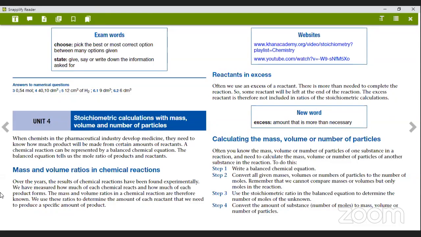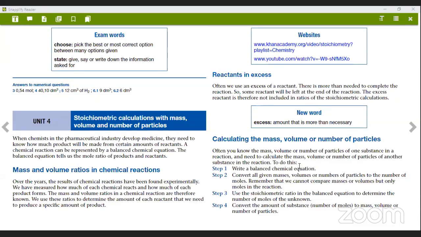So, calculating the mass, volume, and number of particles. Okay, we're going to do some problems in that regard. If you guys have problems, just let me know and I'll go back slower, or I'll take it from where you are feeling a bit lost. Often we know the mass, volume, and number of particles of one substance in a reaction and need to calculate the mass, volume, and number of particles of another substance in the reaction. So this is how it's done.